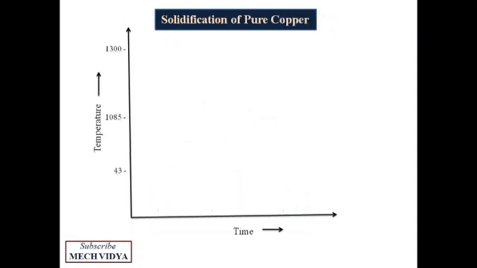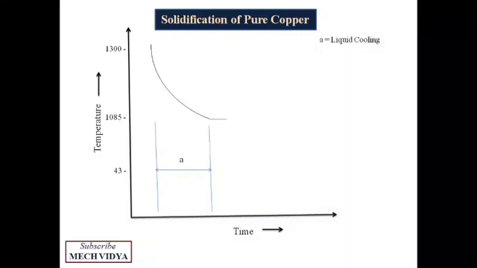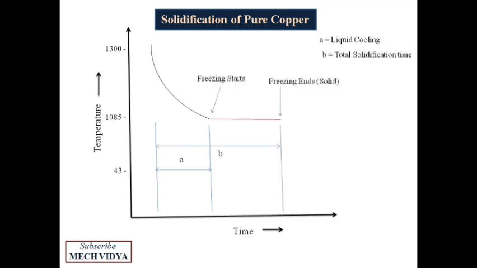Copper usually melts at around 1085 degrees centigrade. So let us suppose we have heated it to a temperature of 1300 degrees centigrade. So this is the pouring temperature. Now the curve will decrease gradually till it reaches 1085 degrees centigrade. Then it will remain at this temperature for some time during the phase change. Now we have solid copper. Further cooling will bring down the temperature to the room temperature.